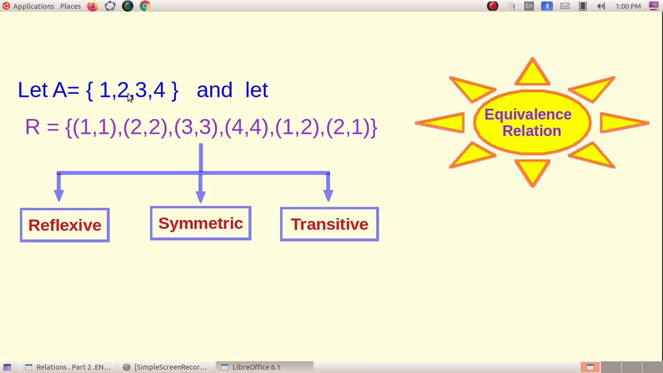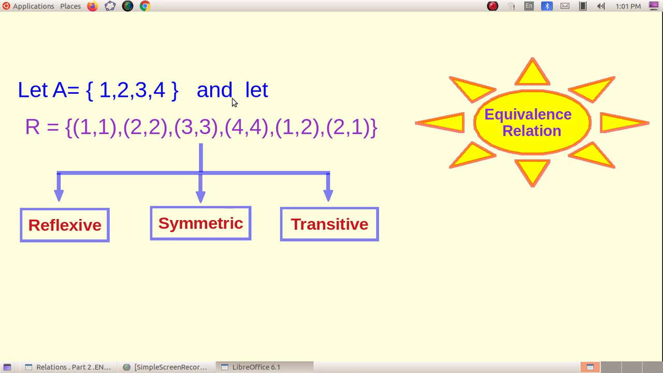Can you give another example for an equivalence relation on the set A? Of course. What is that? A cross A. We know that A cross A is a reflexive, symmetric and transitive relation for any set capital A. Can you find another simple equivalence relation on this set? Yes. What is that? Identity relation. What is an identity relation on this set? R equal to {(1, 1), (2, 2), (3, 3), (4, 4)}, containing 4 elements. That relation is equivalence. Why? It is reflexive, symmetric and transitive.